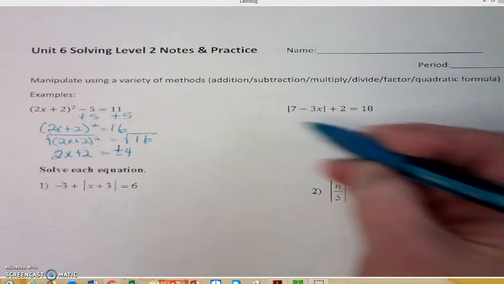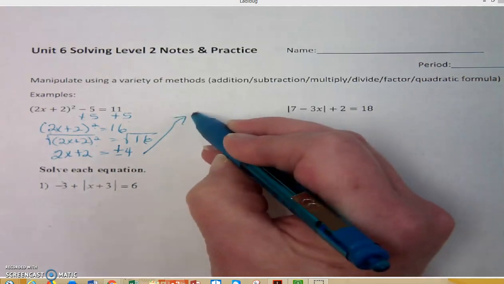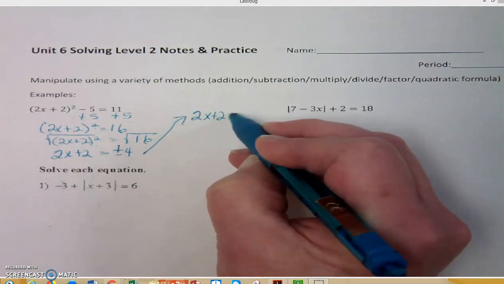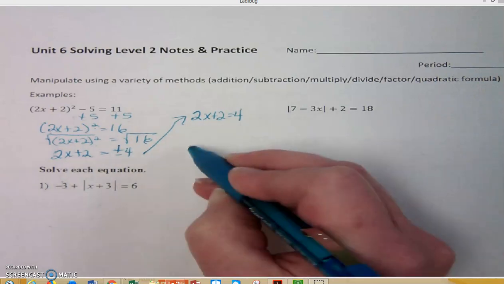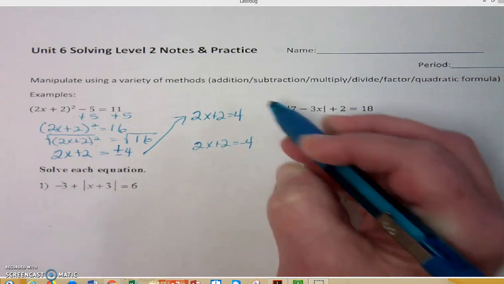So now I need to solve. It can be either one of those. So I'm going to need to set up 2x + 2 equals a positive 4. And then also I need to solve for 2x + 2 equals a negative 4.